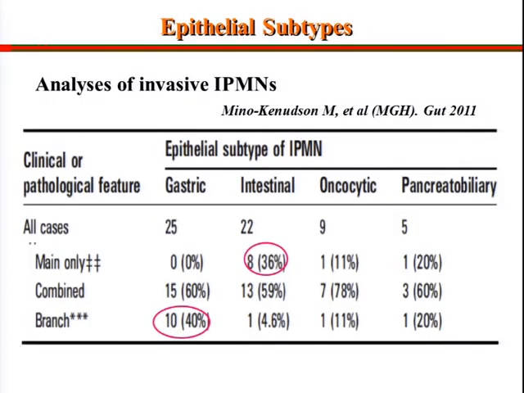As you see in the table reported by Mino-Kenudson, the histological subtypes are correlated with macroscopic types of IPMN. Gastric type is frequent in branch duct IPMN, and intestinal type is frequently of main duct type. The high frequency of combined type here is due to the MGH's policy to favor histological type classification.